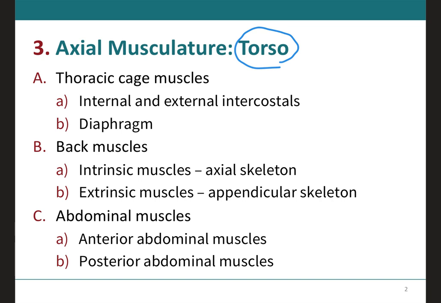But the trunk or torso muscles can be divided into the thoracic cage muscles, which will include internal and external intercostals, and the diaphragm. Then we have the back muscles, which are going to be divided into intrinsic and extrinsic muscles. The intrinsic will be part of the axial skeleton, which is what we are going to be talking about, and the extrinsic muscles are part of the appendicular skeleton, and we're going to cover those on the next learning outcome. Then we have the abdominal muscles, which can be either anterior or posterior, and these will have, of course, different functions depending on where they are going to be located.